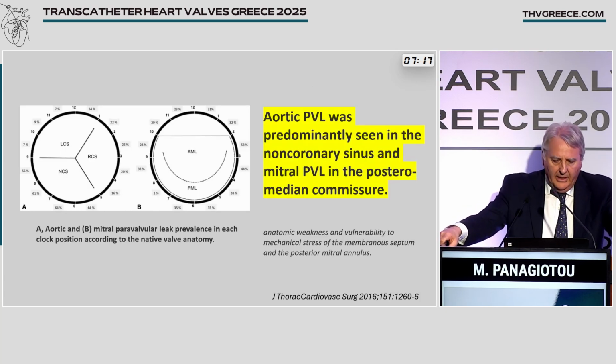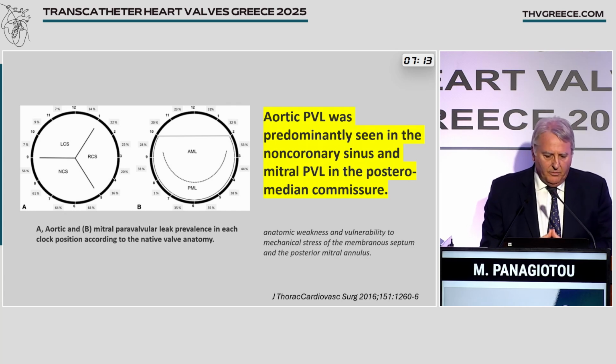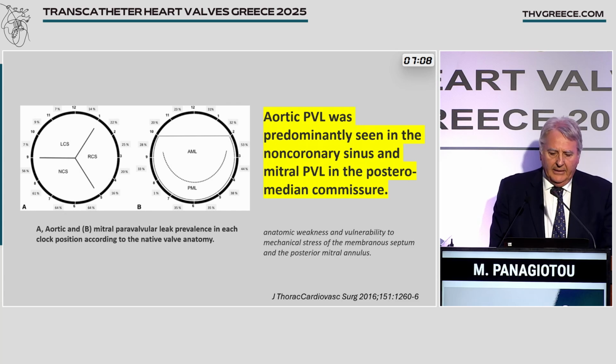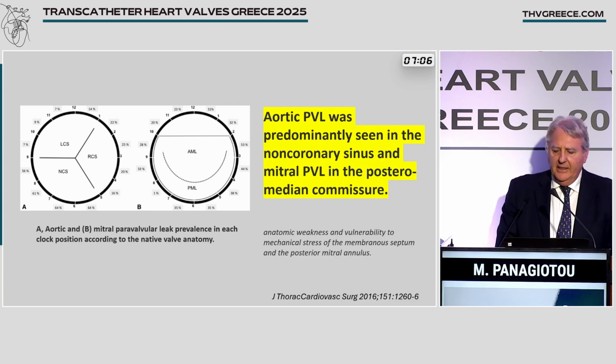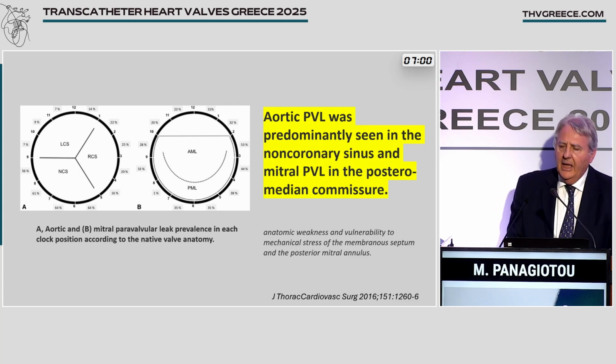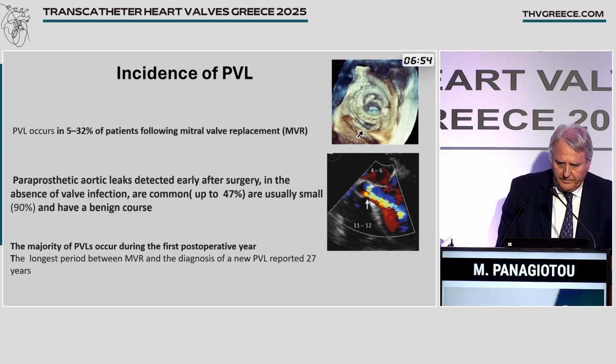In the aortic ring, the PVL incidence is much higher in the non-coronary sinus, and in the mitral ring, it is near the posteromedial commissure. And this actually reflects the vulnerability of these areas of the rings to mechanical stress.